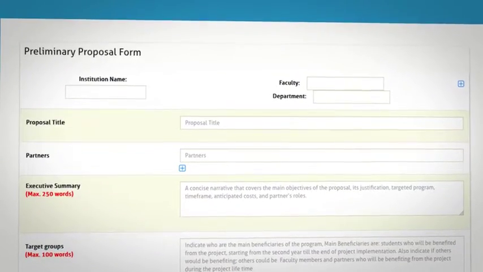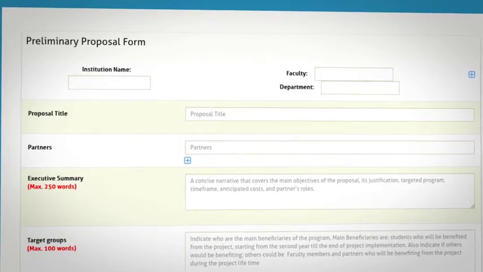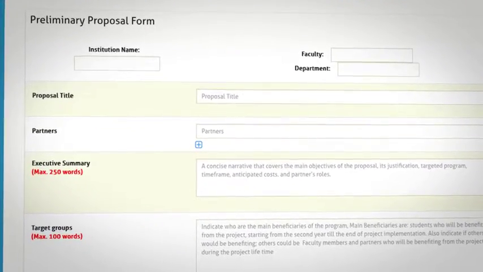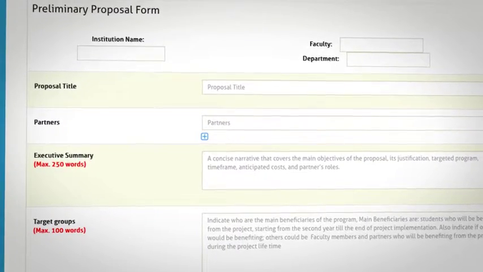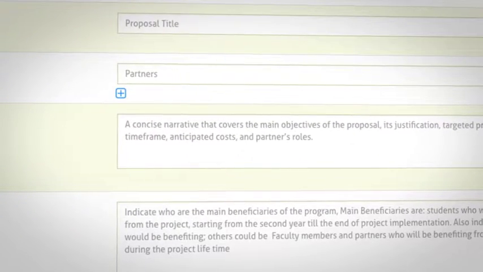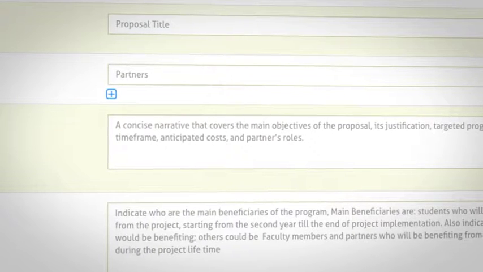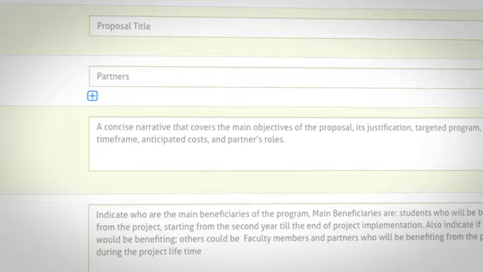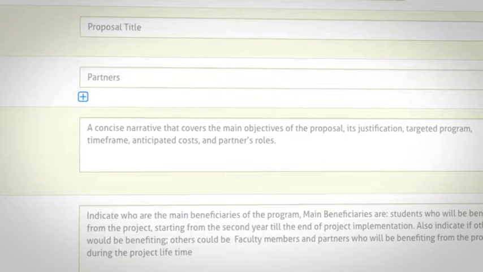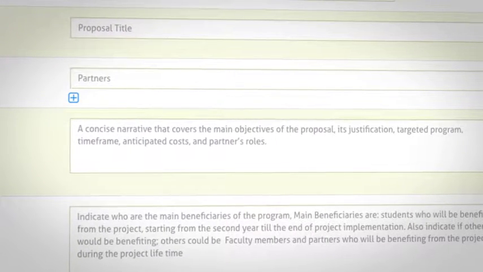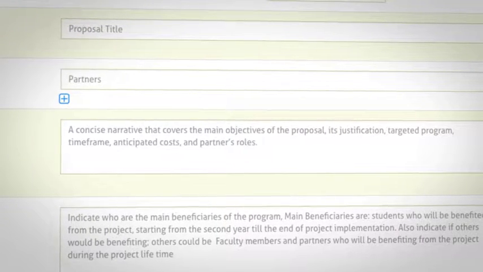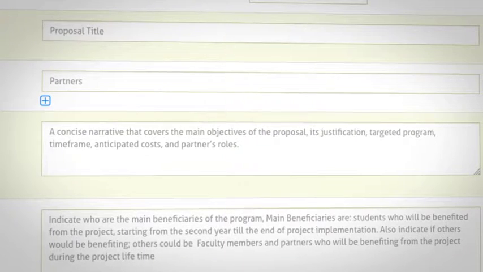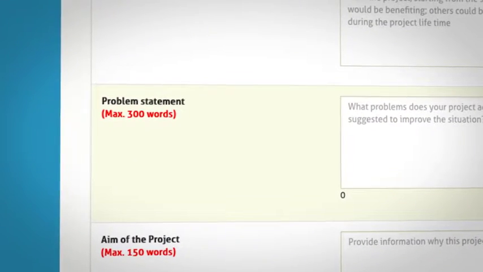The other part is the proposal form, which contains the core of the proposed project. It usually begins with the major information about the project, followed by the executive summary, which is a concise narrative that covers the main objectives of the proposal, its justification, targeted program, time frame, anticipated costs, and partners' roles. Because it summarizes the main sections of the project, it's preferable to leave it to the end. The next section is the problem statement.